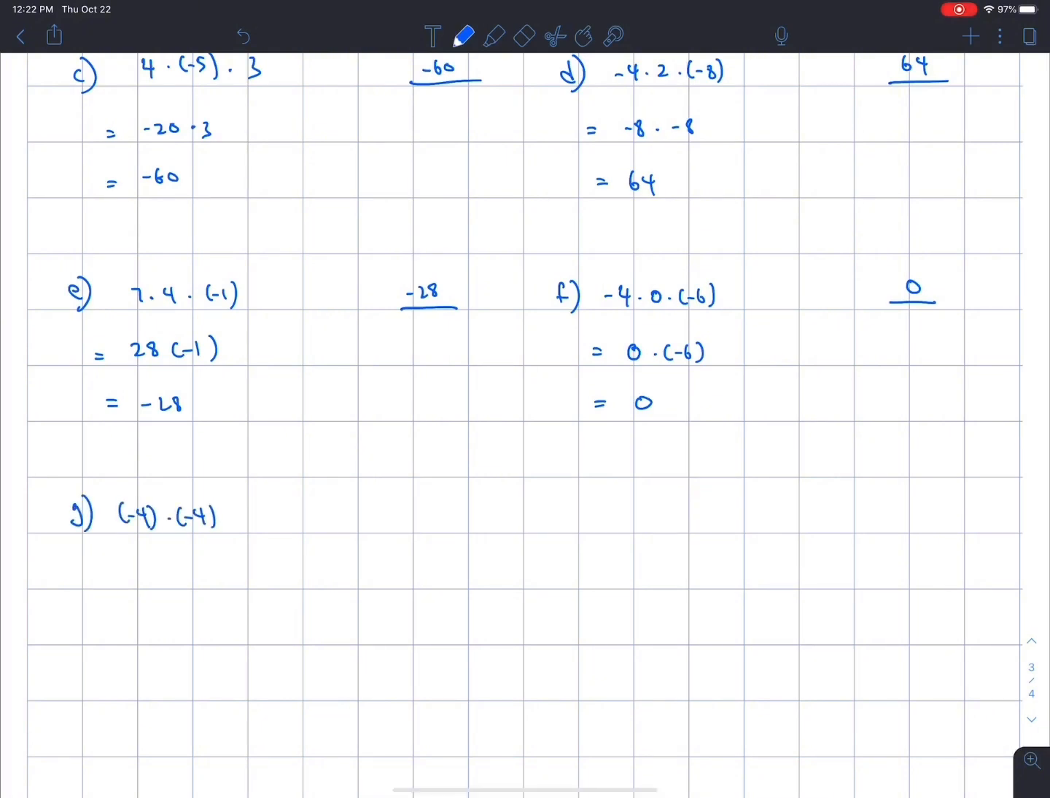-4 times -4 times -4. -4 times -4 is positive 16. And then positive 16 times -4 is -64. Because positive times negative is negative.